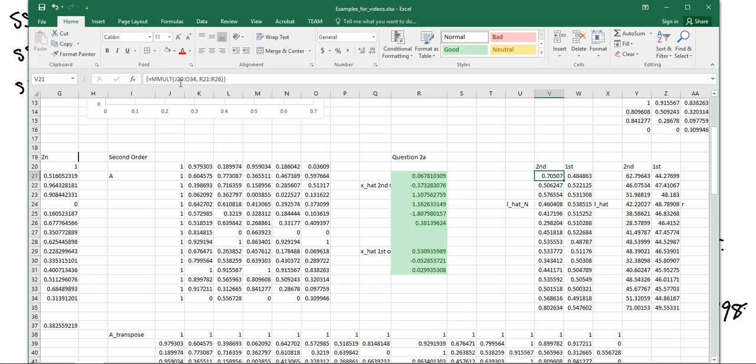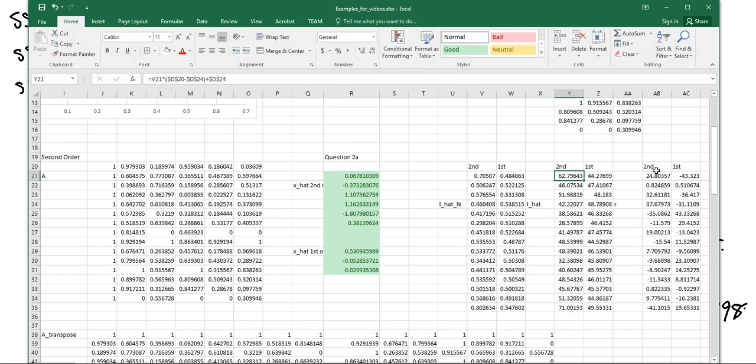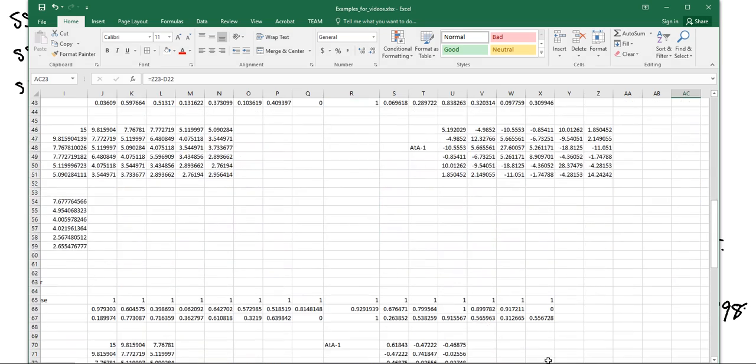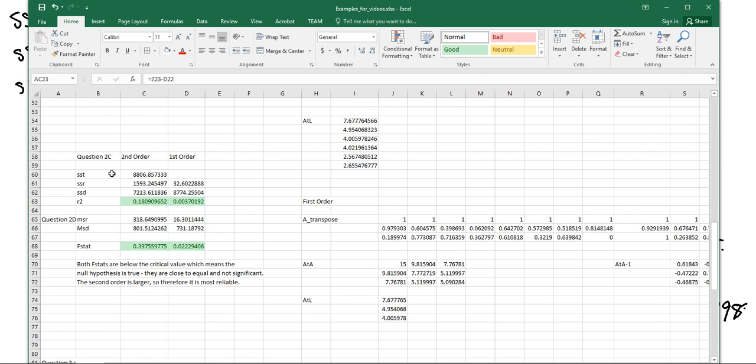Then I multiplied my A matrix with my coefficients, and I did that for both first and second order. And then I denormalized all of my Z values in these columns for both first and second order. And then over here I have my first and second order R values, so my residuals.